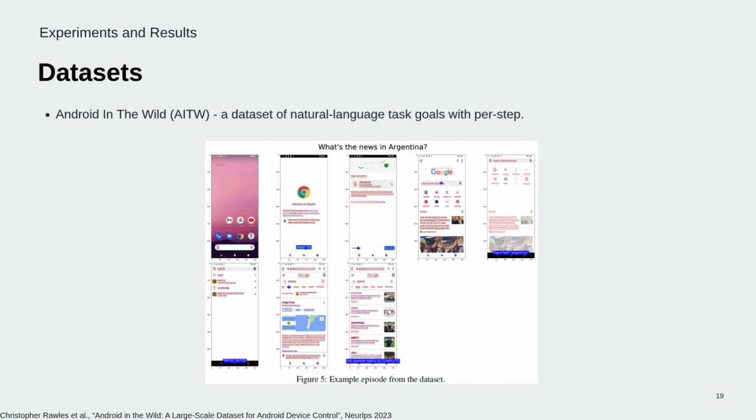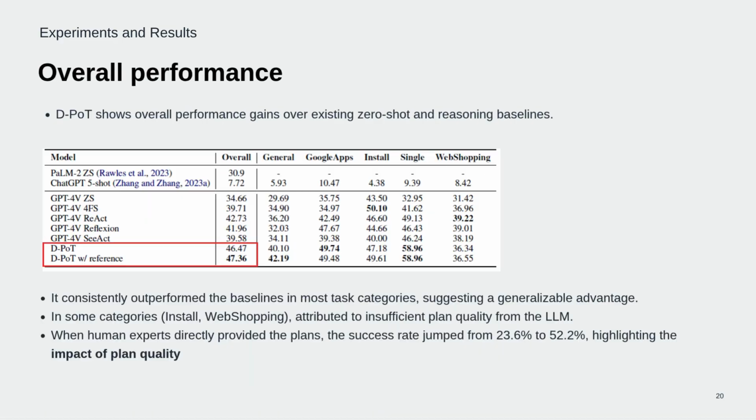So now the experiment and result section. They use the Android in the Wild dataset, which is widely used in the mobile GUI automation research field. This dataset consists of the user instruction and each screenshot, which represents the state. They use the GPT-4V model as the backbone with several baselines, which are zero-shot, few-shot, ReAct, Reflexion, and CC-Act.